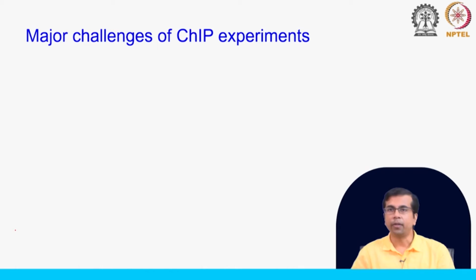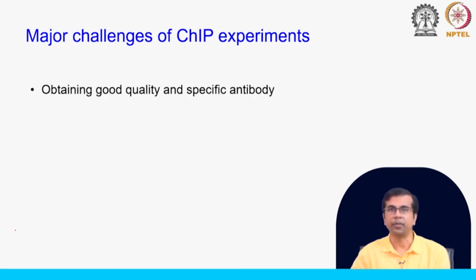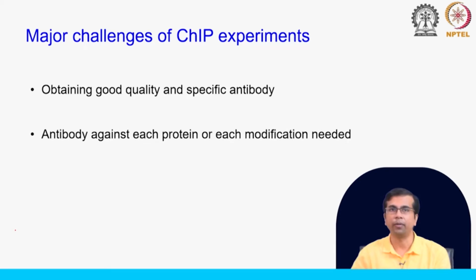Okay, so, we talked about chromatin immunoprecipitation experiments in the last class, and we also talked about the challenges that we face when doing this experiment. The first challenge is obtaining good quality and specific antibody. This is something that is very critical for the experiment. If you have non-specific interactions, it will bias your result. This is something we have talked about in the last class.